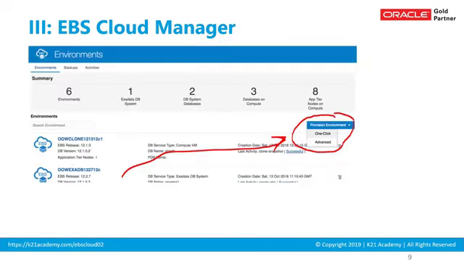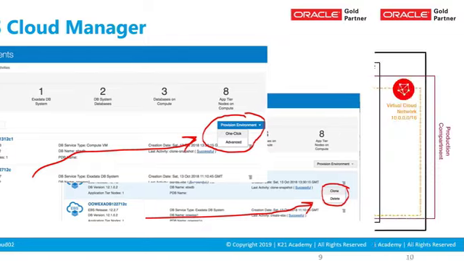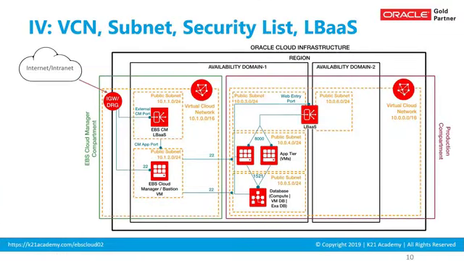Using this EBS Cloud Manager, you can do one-click provisioning that's used for simple deployment, or you can do more advanced provisioning like setting up multiple eBusiness Suite application tiers or with DB system or Exadata cloud service. You can also use it to clone and manage eBusiness Suite environments. So this is the technical architecture of deploying eBusiness Suite on Oracle's Gen 2 Cloud OCI.